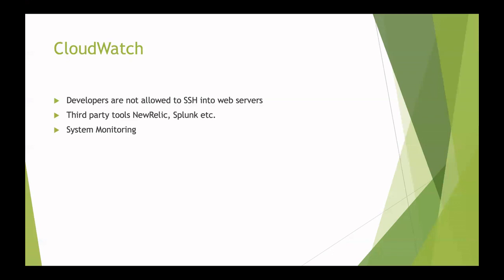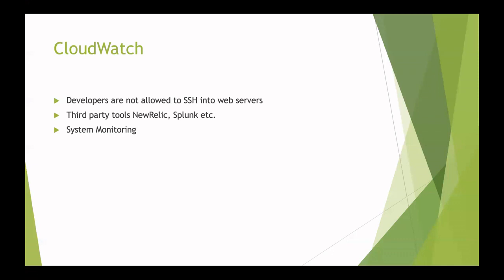And CloudWatch, this is like a logging service, where you can see the logs of your systems. Generally you don't allow web developers to SSH into web servers. You can specify something called a CloudWatch log group, and whatever the logs from your Apache server will be forwarded to that log group. So you grant access to the CloudWatch log groups to the developers, so they can troubleshoot applications there without SSHing into the web servers. And there are other third-party tools like New Relic and Splunk that also support this logging.